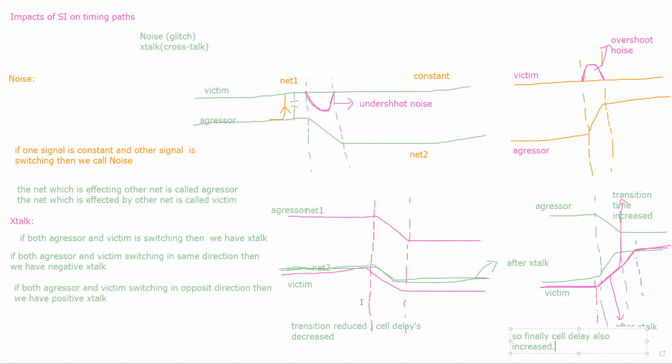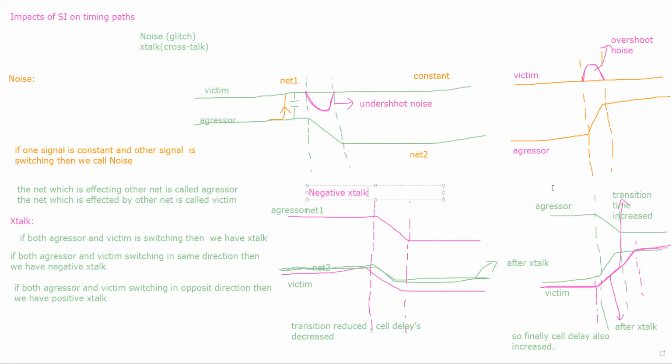So now you understand why I'm calling this a negative crosstalk. Why are we calling this a negative crosstalk? We are reducing the cell delays. Yes, we are getting reduced cell delays. That's the reason I'm calling this negative crosstalk.